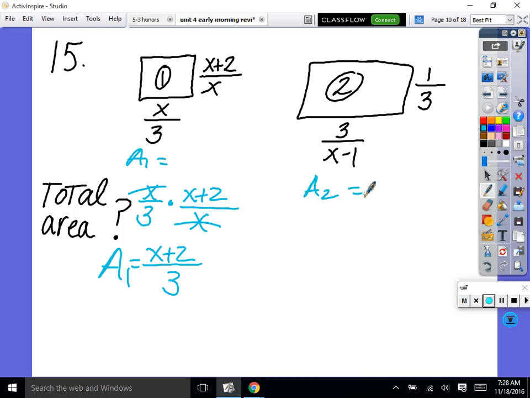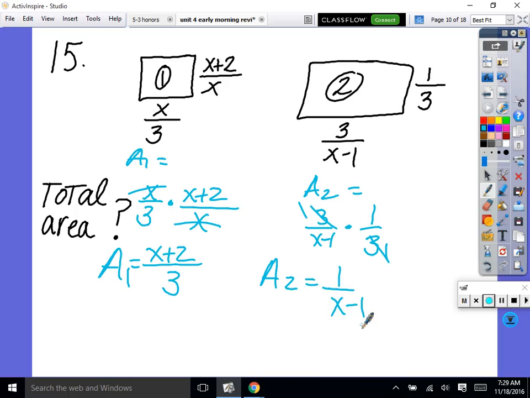So that would be 3 over x minus 1 times 1 over 3. Length times width was area, so those simplify to 1 over 1. Make sure, this is what I saw on the quiz, and it was mortifying. People said, so my answer is x minus 1. No, that's floating that to the top. 1's on top still, right? You get what I'm saying? So our area of box 2 is not just x minus 1, it's 1 over x minus 1.